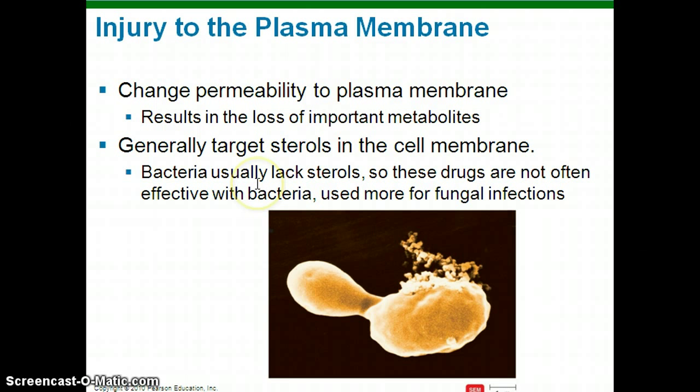Injury to the plasma membrane is typically used for antifungals. Eukaryotic membranes typically have what we call sterols inside of them to give them support. However, the fungal cells have a different type of sterol than what human cells have. Therefore, these drugs can target specifically the sterol that is unique to fungus cells and not those that are unique to human cells, and therefore the human cells are going to be just fine while the fungal cells are going to be attacked.